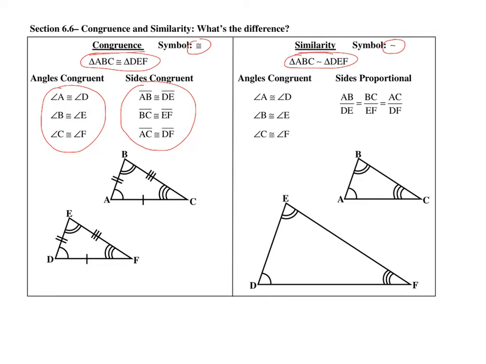Here's a similarity statement. Now for similar triangles, you know that all the corresponding angles are congruent. But for the sides, you know that the sides are proportional, meaning all the ratios of the corresponding sides are equal. Now they could be congruent, but they don't have to be. As long as the ratios are equal to each other, then the sides are proportional and the triangles will be similar. All right, let's go through some questions that test your understanding between congruence and similarity.